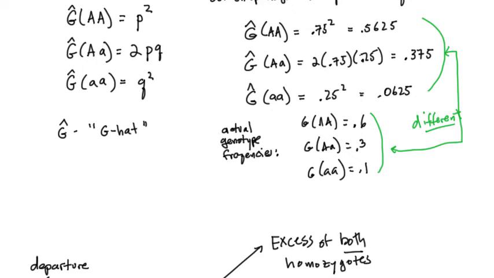I hope you said there's an excess of homozygotes. In a non-evolving population, we expect 56.25% big A and 6.25% little a, and we have 60% and 10% respectively, both numbers bigger than the corresponding g-hats. In the non-evolving population, we expect 37.5% to be heterozygous, and we have only 30% in our actual population. This numerical example is a case of excess of homozygotes.